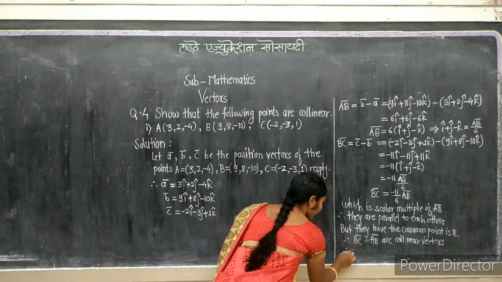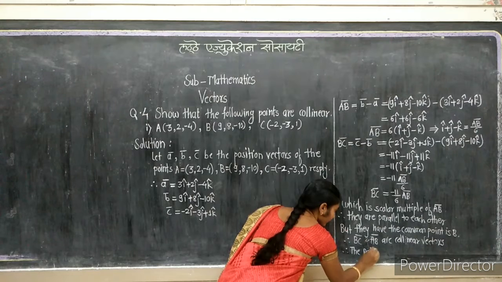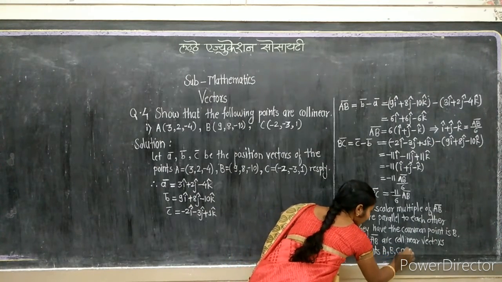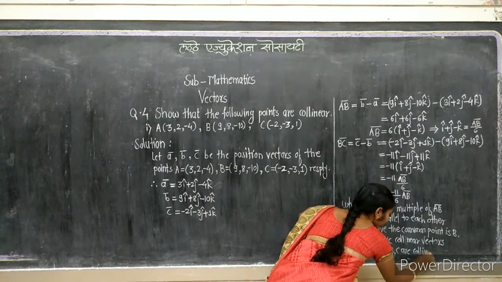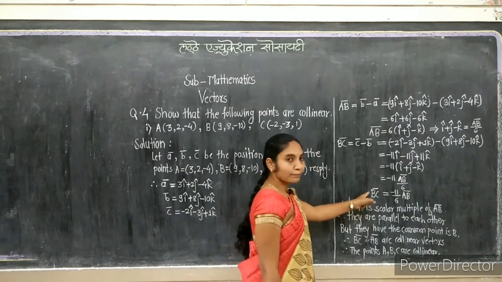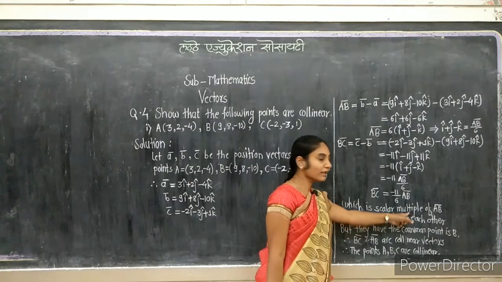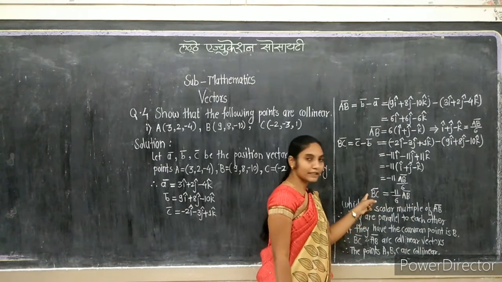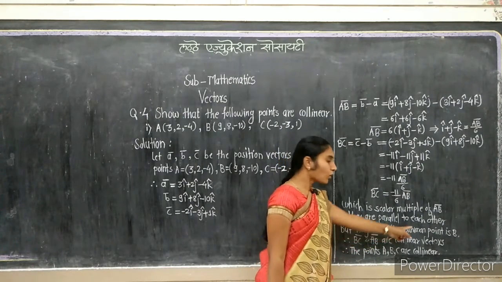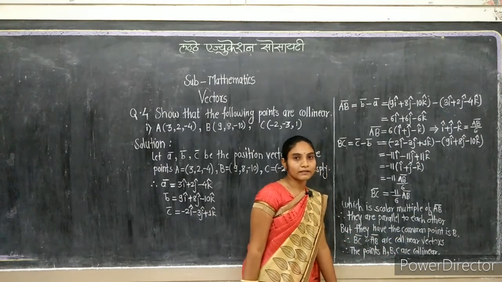Therefore, the points A, B, C are collinear. In this example, BC bar is a scalar multiple of AB bar, that is, they are parallel to each other, and in BC bar and AB bar, B is the common point. Therefore, the vectors BC bar and AB bar are collinear vectors, and hence the points A, B, C are collinear.